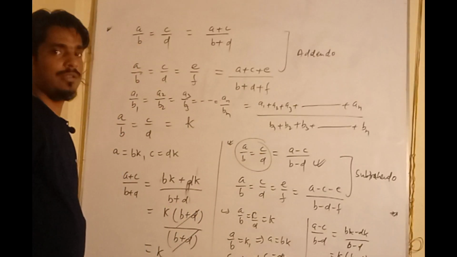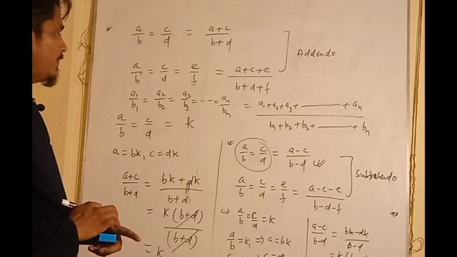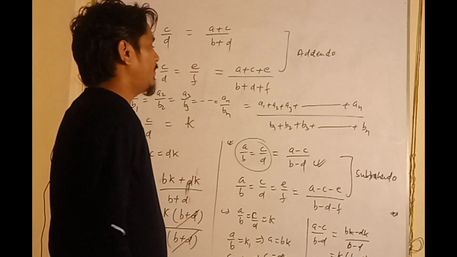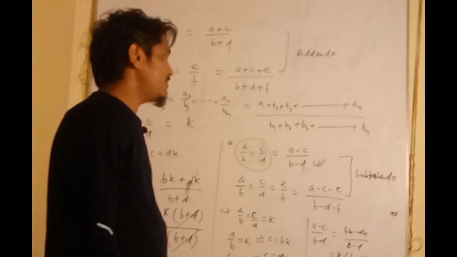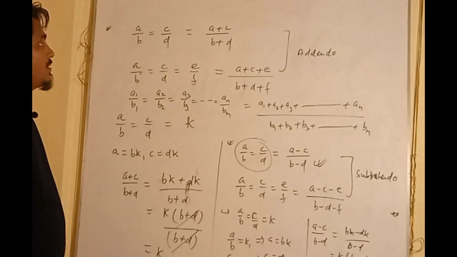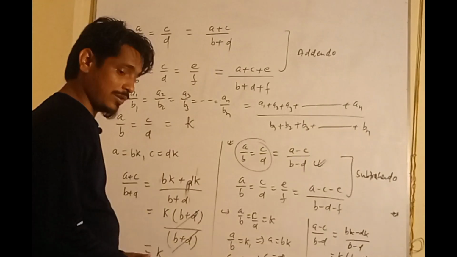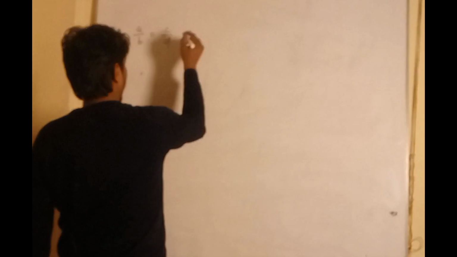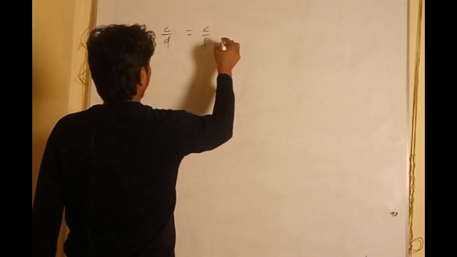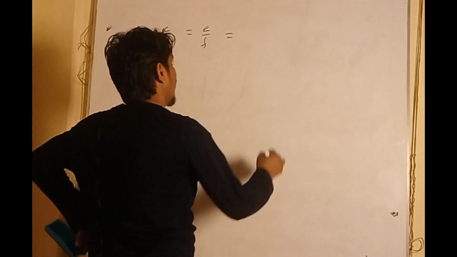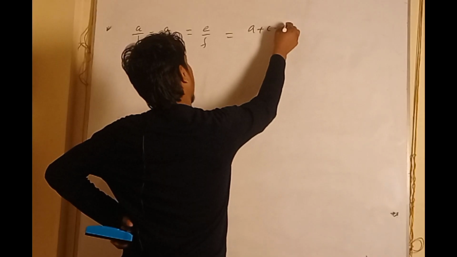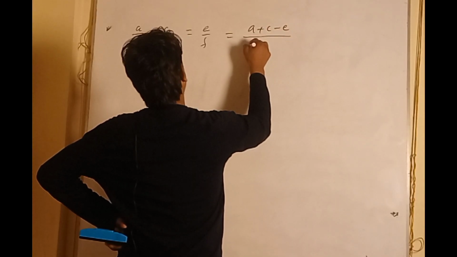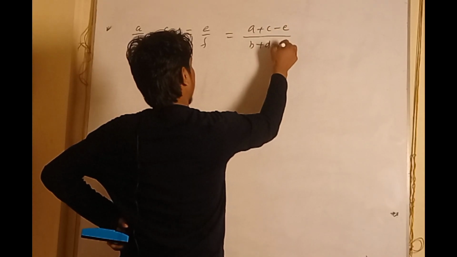This property we call subtrahendo. So by combining both of these, subtrahendo and addendo, we can generalize this. Let's see how we can generalize this property. So let's say we have a by b equal to c by d equal to e by f. So we can write a plus c minus e over b plus d minus f.